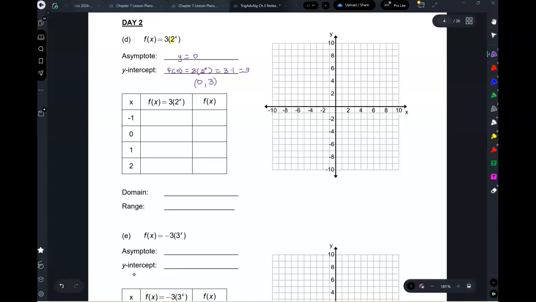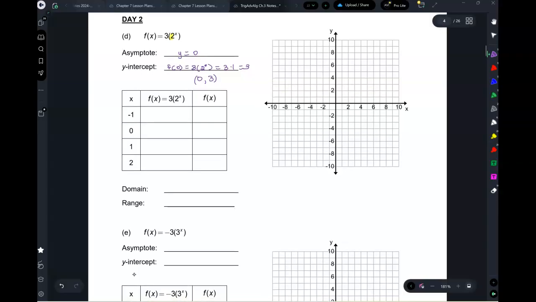For growth, again, I pick -1, 0, 1, and 2 to plug into my function. So here, we're going to do 3 times 2 to the -1. This is equal to 3 times 1 over 2, which is 3 over 2. 3 times 2 to the 0, we just did that. That's 3 times 1. 3 times 2 to the 1 is 3 times 2. 3 times 2 to the 2 is equal to 3 times 4, which is equal to 12.